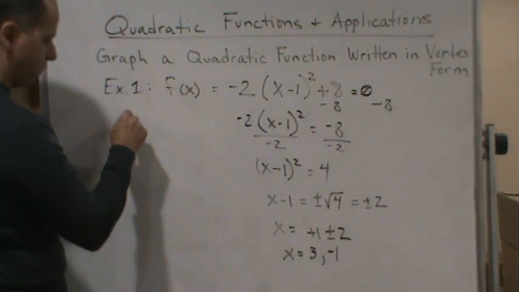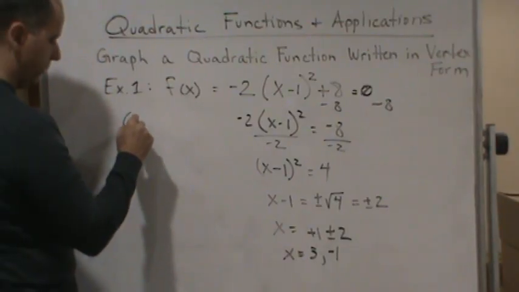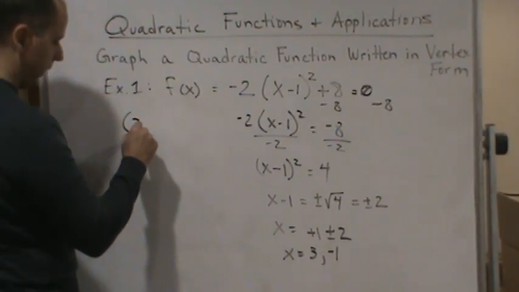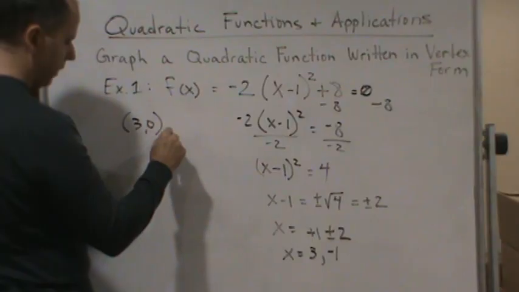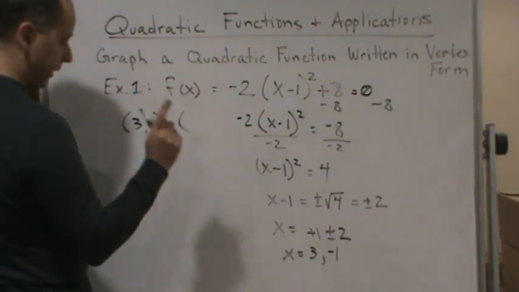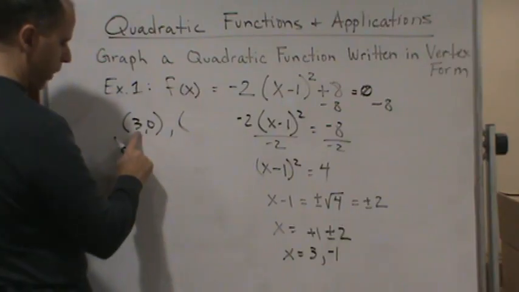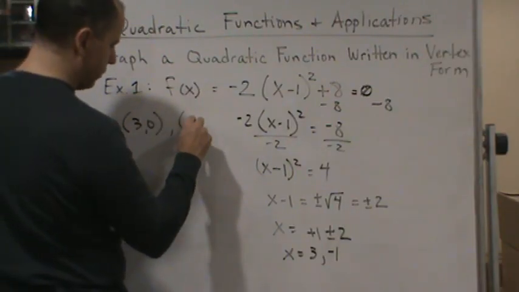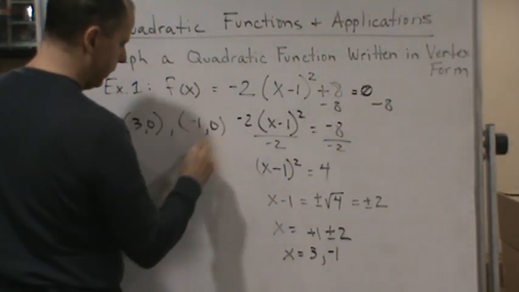What are the x-intercepts going to be? The x-intercepts are either 3, 0, or, well, I should say there are 2 x-intercepts, and one is 3, 0, the other is going to be -1, 0.